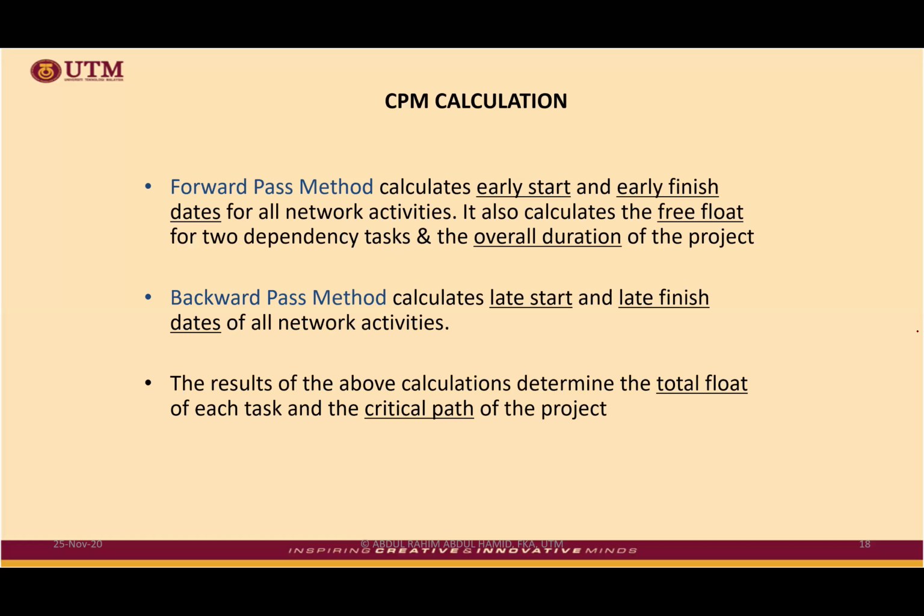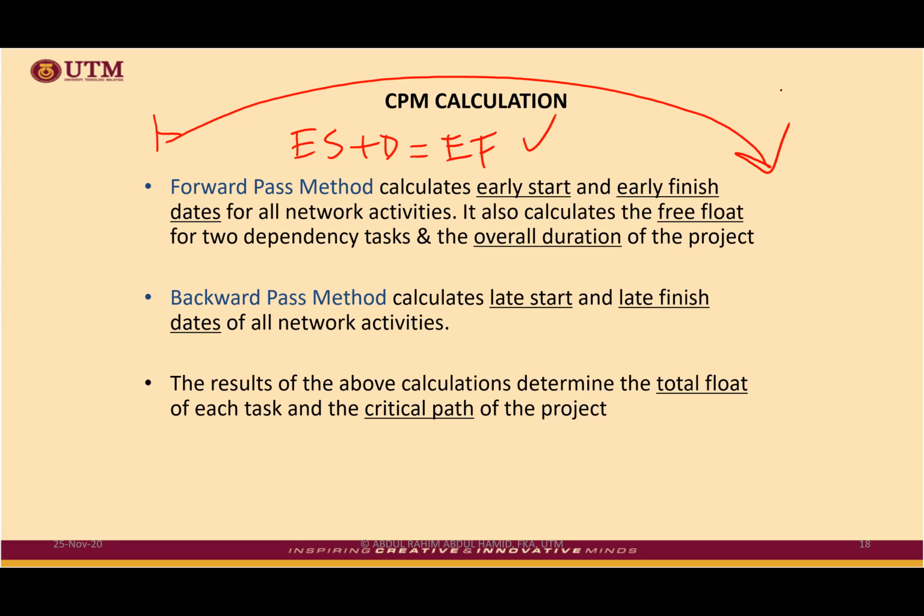Forward pass is the method to calculate early start plus duration equivalent to early finish. You want to get this value. You start from the left until the end of the project. What you are going to get is early start, early finish. You can also calculate free float, because the free float formula is just comparing early finish and early start of the different activities. So you can know this thing. You don't have to wait for all the activities.